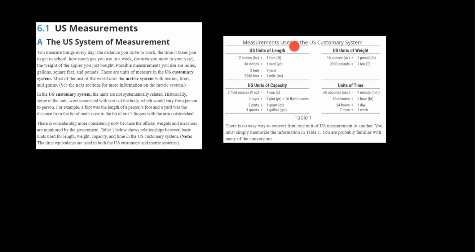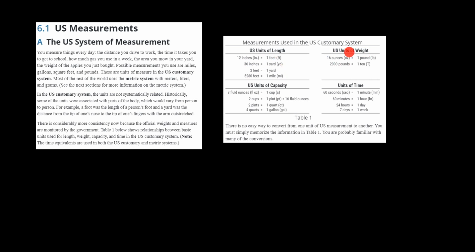So the measurements used in the U.S. customary system, we know that we have 12 inches in a foot, 36 inches in a yard, 3 feet in a yard, and 5,280 feet in 1 mile. Again, there's no correlation there at all, right? We just got done with correlation, so hopefully that means something to you.